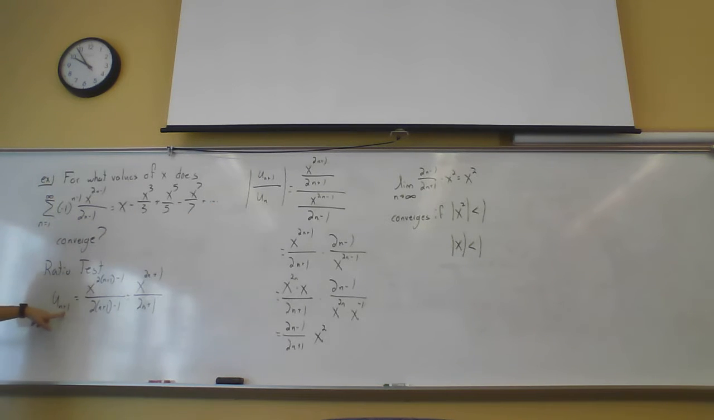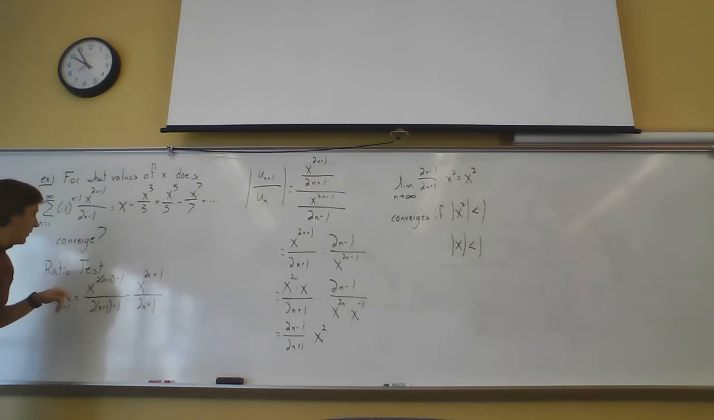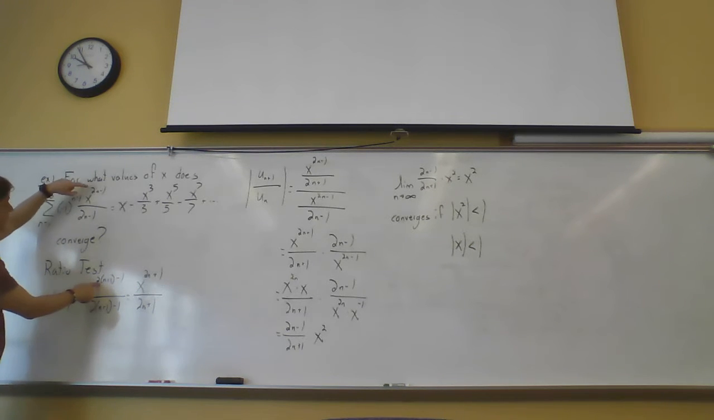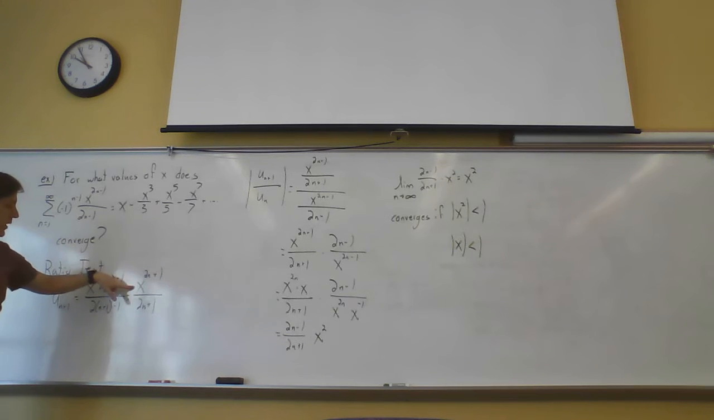So u sub n plus 1, now, one other thing. Importantly, the ratio test has an absolute value, so all these negatives are just going to disappear. I'm going to pretend that they don't exist because they're all going to cancel out. All right, so I have x to the 2, and instead of n, I have n plus 1 minus 1, all over 2 times, again, n plus 1 minus 1. And then if you clean those up, you just get x to the 2n plus 1 over 2n plus 1.